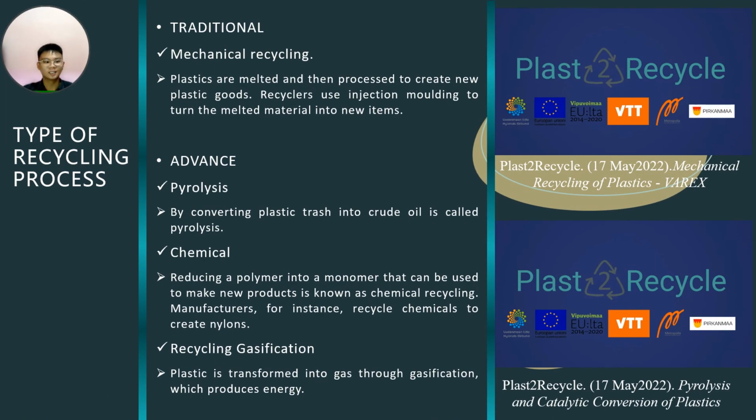Next, there are two types of recycling plastic. First is traditional and the second is advanced. The traditional one is mechanical recycling. Plastics are milled and then processed to create new plastic goods. Recyclers use injection molding to turn the milled material into new items. This video shows the traditional recycling process.